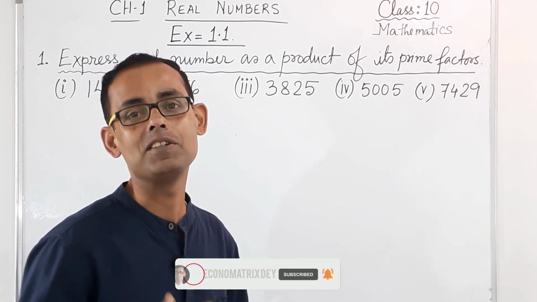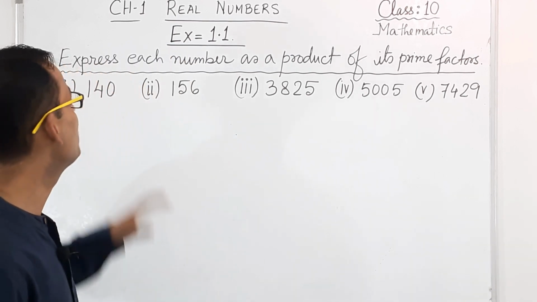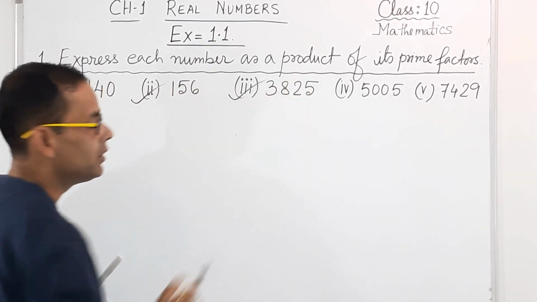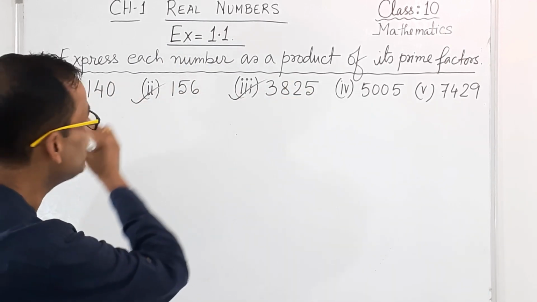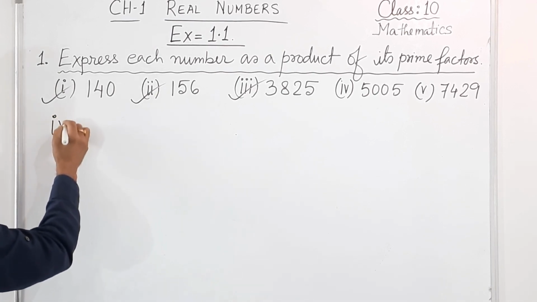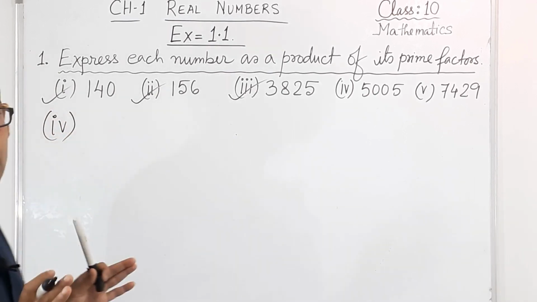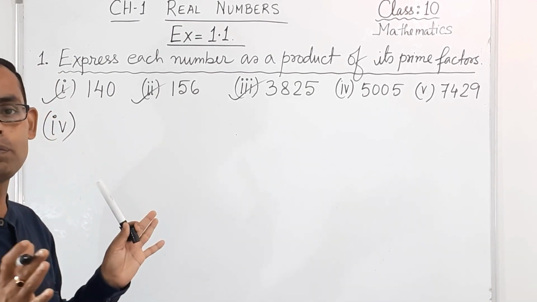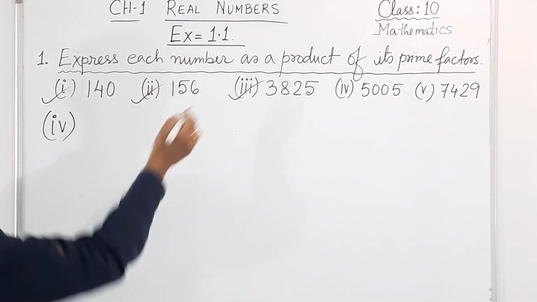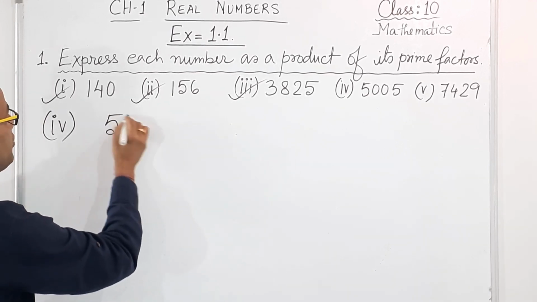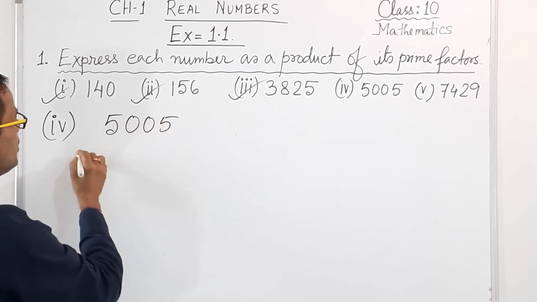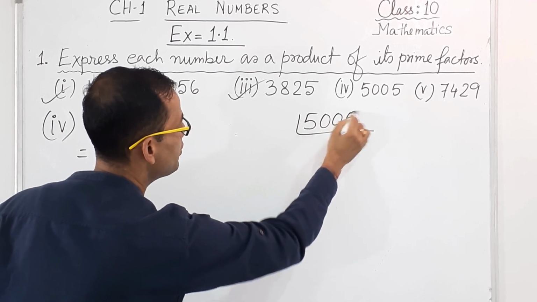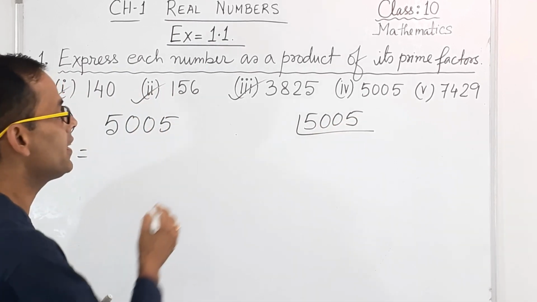Okay, so let us come back again. We were solving Roman 1, Roman 2, Roman 3. We have done. Now we will be solving Roman 4. Now students, you watch this video till the end so that you can understand the concept nicely. Okay. So Roman 4 is what? 5005. So let us do this one here. 5005. Let us find out the factors by prime factorization method.